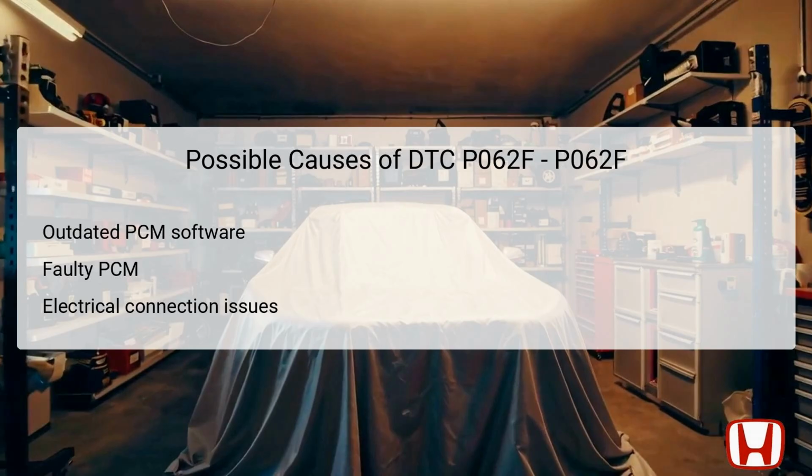Furthermore, issues with electrical connections, such as corroded or damaged wires, can cause an interrupted signal to the PCM, leading to communication errors and the KAM malfunction. Each of these causes must be thoroughly investigated during the troubleshooting process.